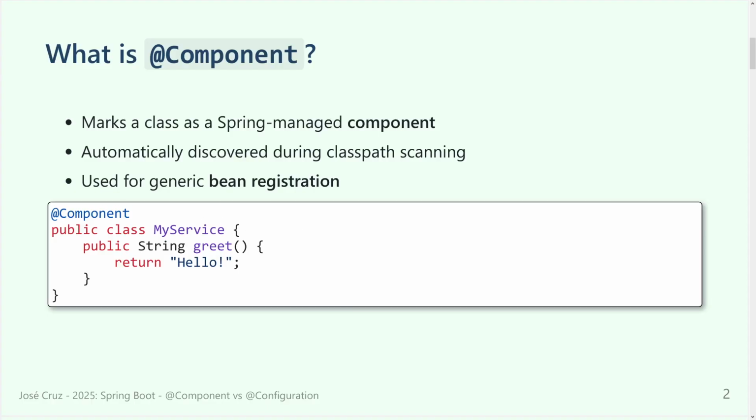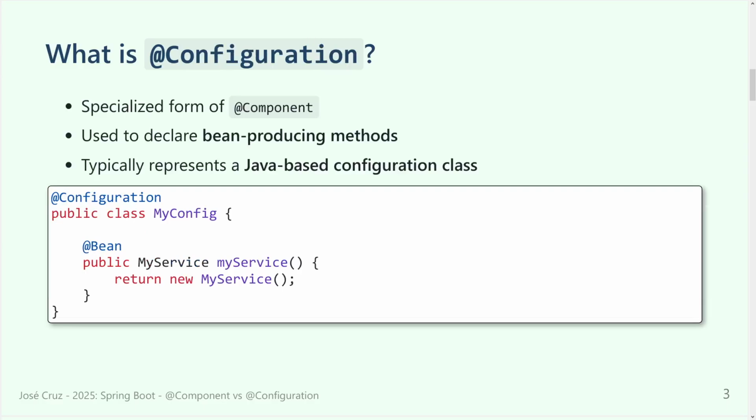So this is an example of how to mark a class as a bean. We put the component here and that's it. What is configuration? It's a specialized form of component, meaning that it's used to declare bean producing methods. It's not the class myConfig that will be a bean. It will be any method inside this configuration class marked as a bean. The data type here will be the bean, meaning that we can inject the result of this method.